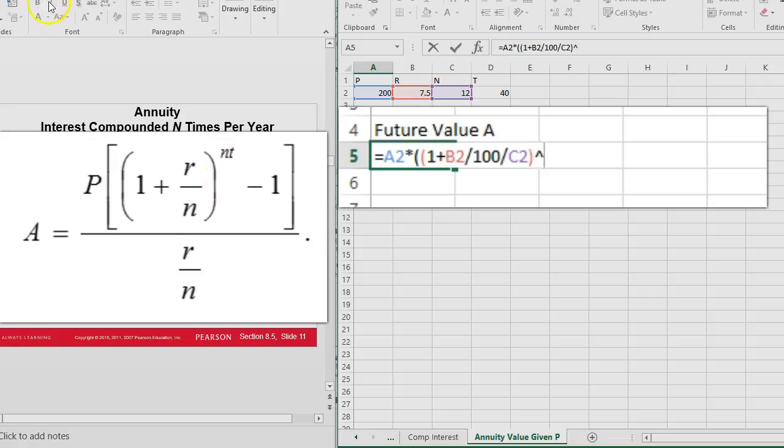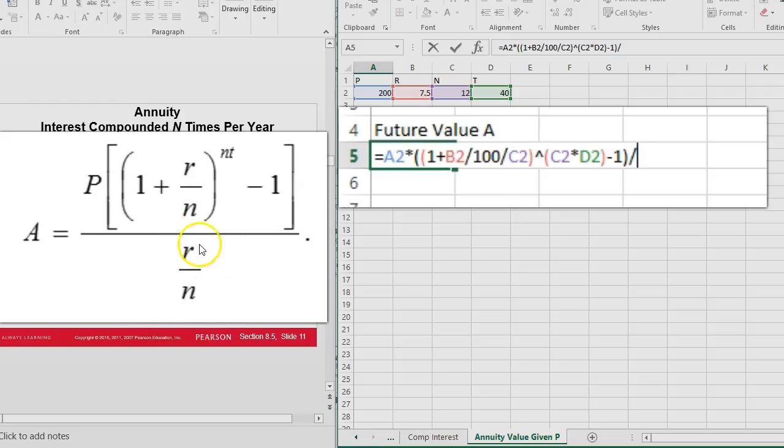Remember there needs to be a parentheses around this, N times T, so raised to the power of parentheses, N times T. Close that parentheses because that's in the exponent. Minus 1. Alright, then we close that bracket. So shift parentheses. Now I closed all of that in that bracket. Now divided by.